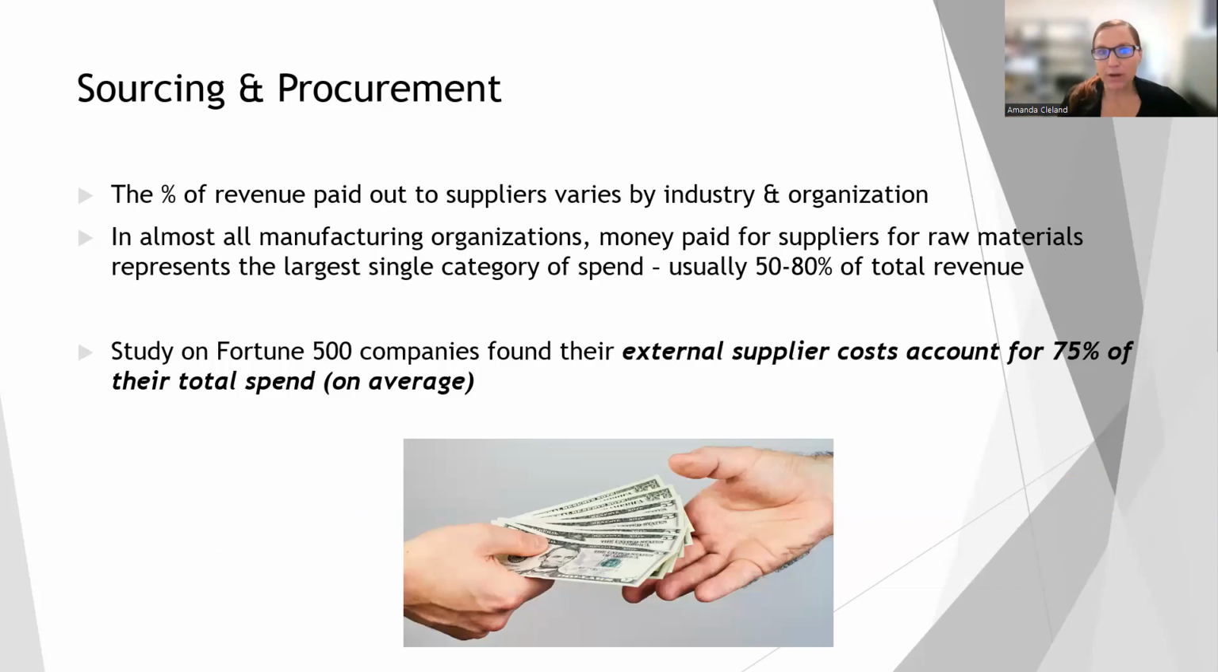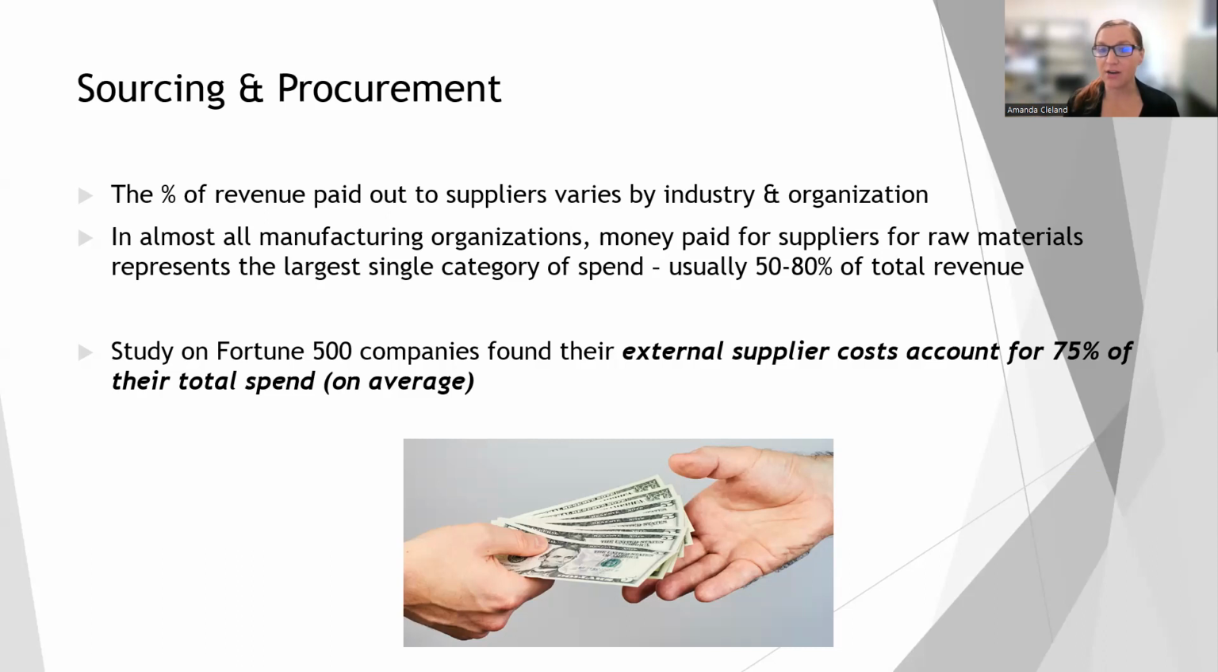So the amount of revenue that organizations pay out to suppliers is going to vary depending on the industry they're in and by the individual organization itself. In terms of manufacturing organizations, the money that most pay to outside suppliers for their raw materials is usually the biggest category of spend. Usually this is between 50 to 80% of total revenue. That is a staggering amount of what is going to paying suppliers.